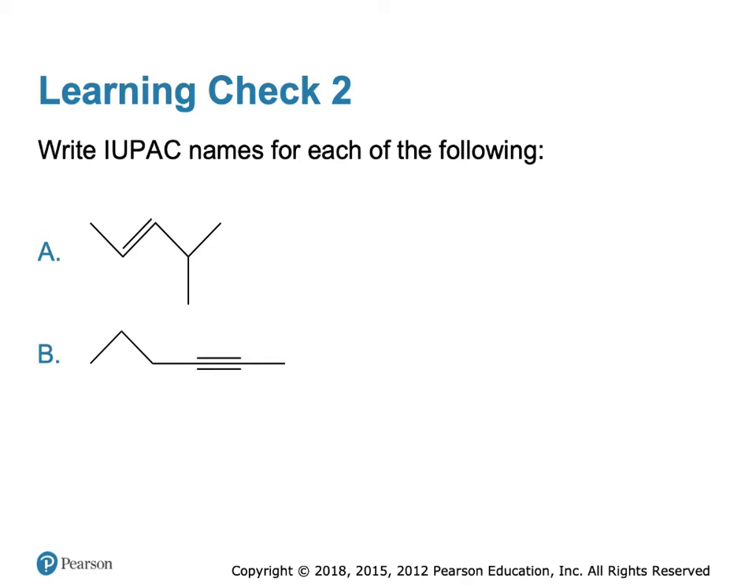So let's find the longest continuous chain. 1, 2, 3, 4, 5. I could also label this carbon down here 5, but it would lead to the same result. Now, there is both a double bond and a methyl substituent.